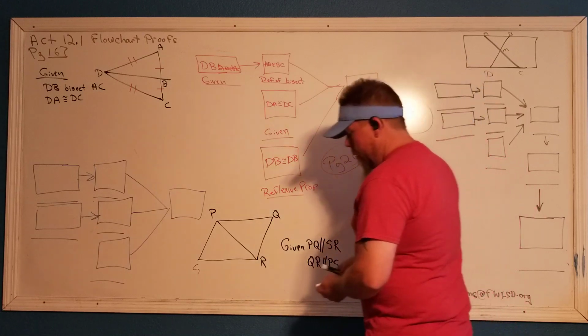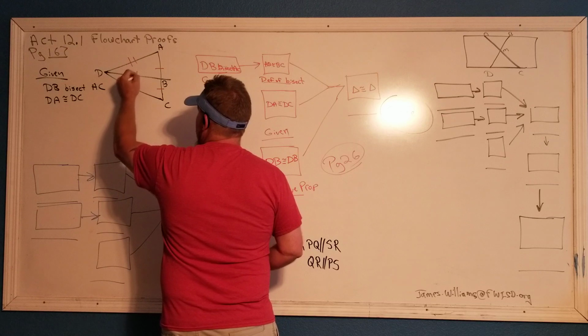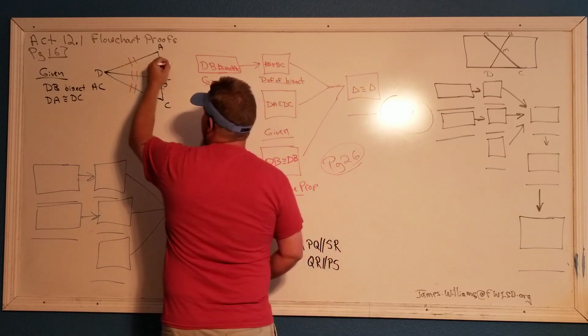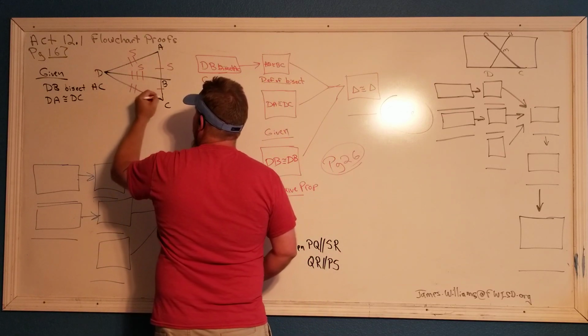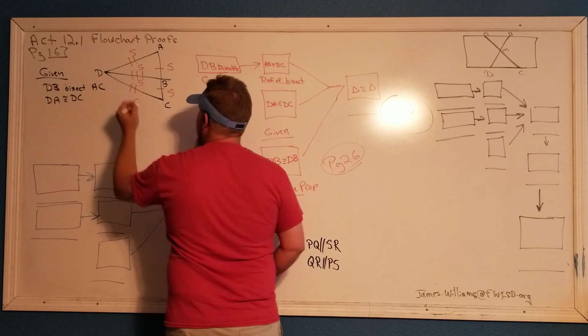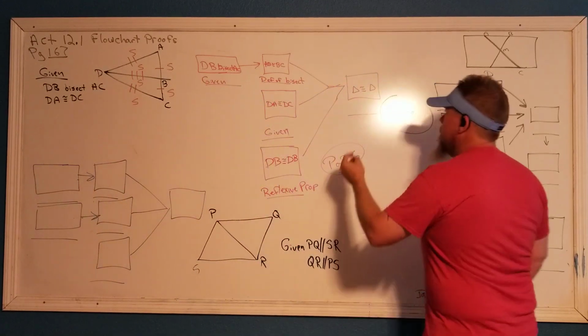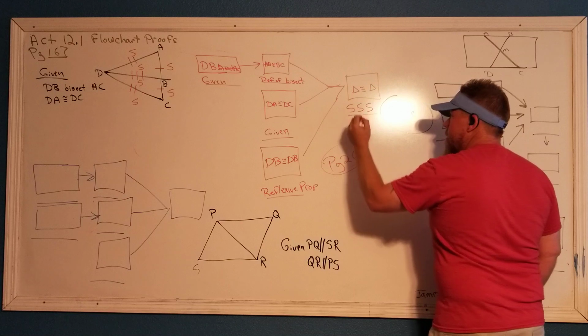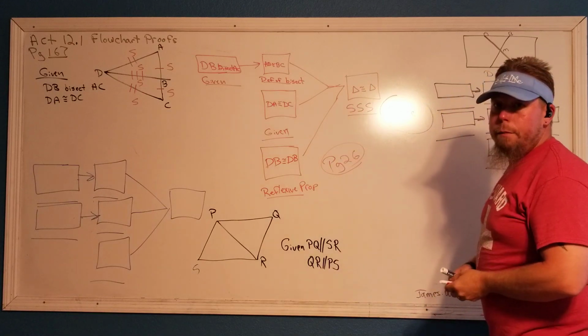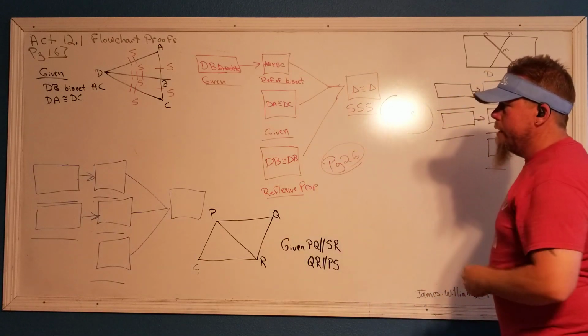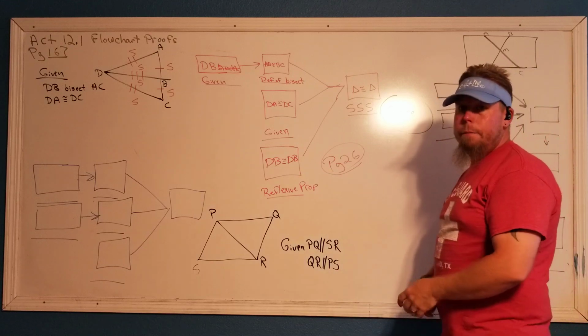Now what happens when I do that? Now I can mark this. Now all of a sudden I have side, side, side. I have side, side, side. So my triangles match because of side, side, side. And there's your first example, okay? We're gonna go ahead and do the second example. Pretty much same idea, all right?